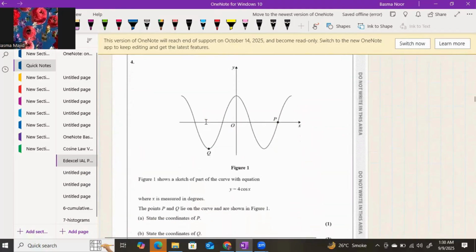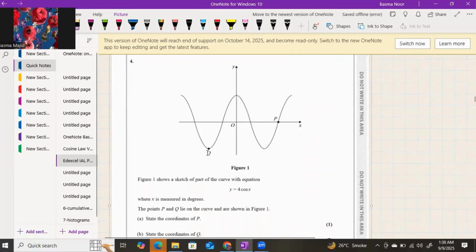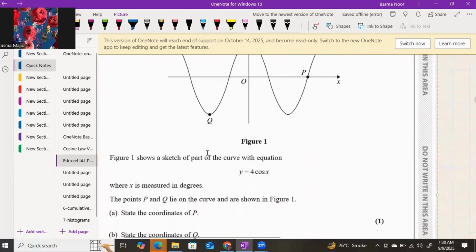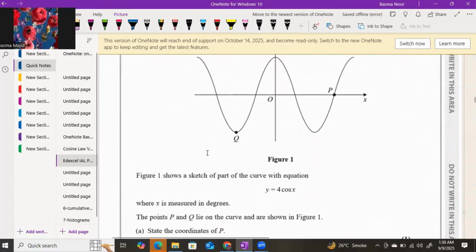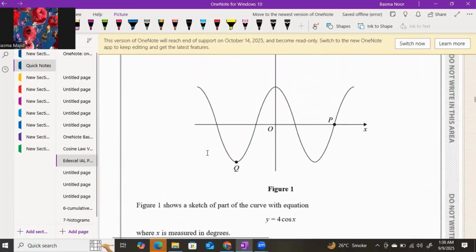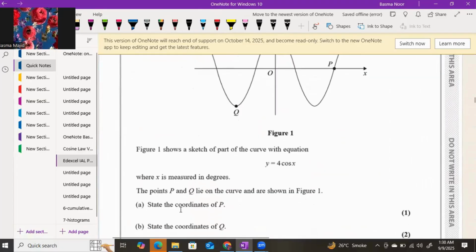Question 4. Okay, looks like a cosine graph. Figure 1 shows a sketch of part of the curve with equation y equals 4 cos x, where x is measured in degrees. Okay, the angle is to be measured in degrees.